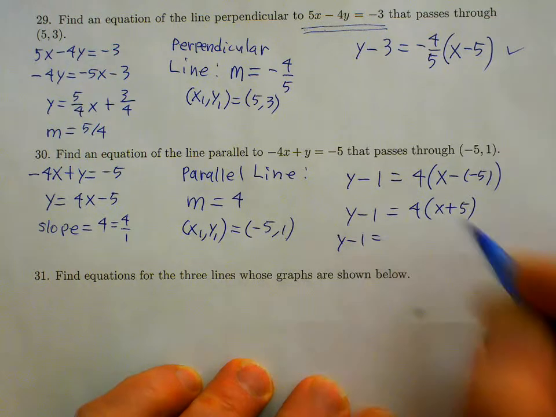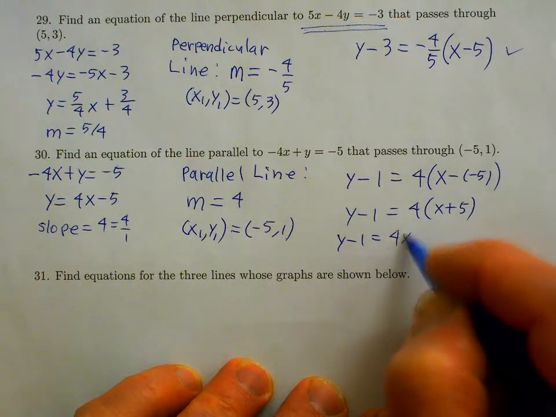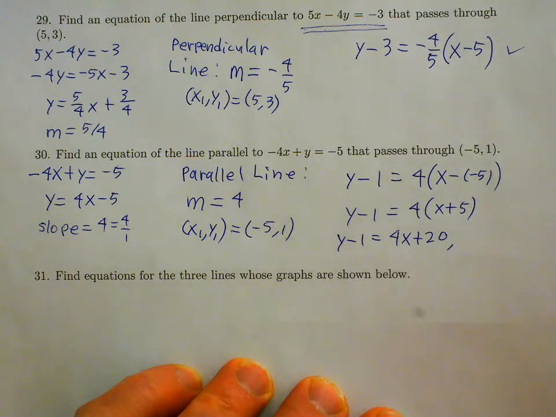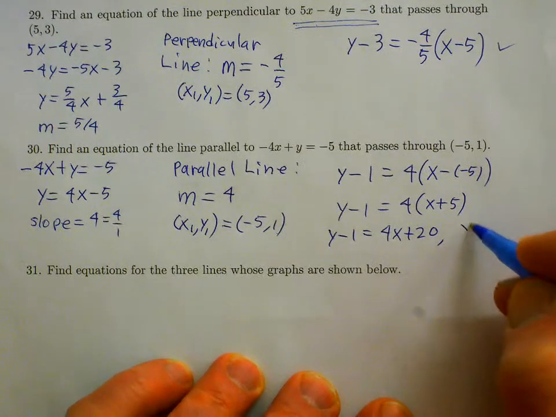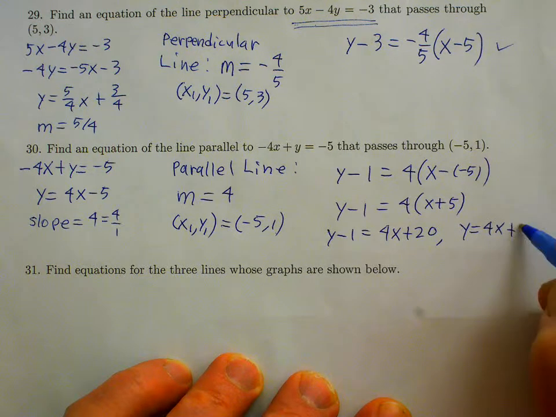But let's go ahead and put it in slope-intercept form. So y minus 1 equals 4x plus 20, then add 1 to both sides. We get y equals 4x plus 21.